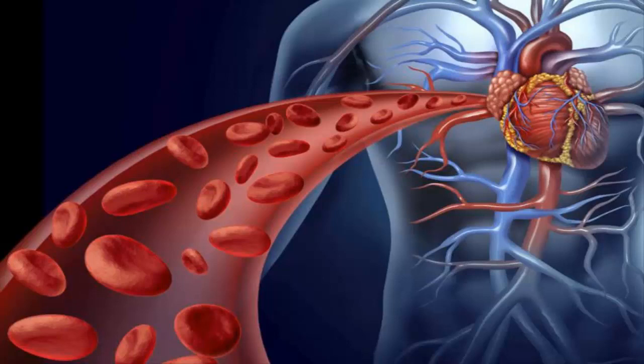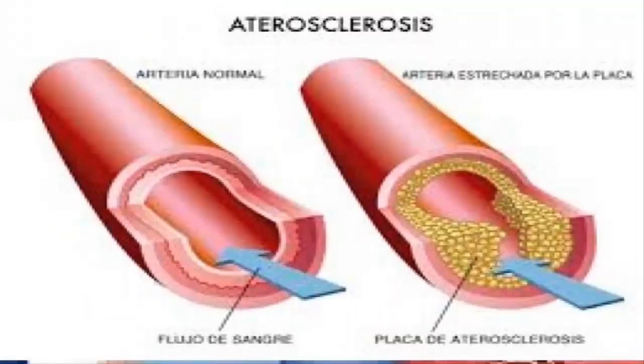Arterial hypertension: the force that the blood exerts on the wall of the arteries may not be constant. Family history, lack of physical activity, and salt intake at meals are factors that favor this alteration, which causes damage to the heart, kidneys, and retina.